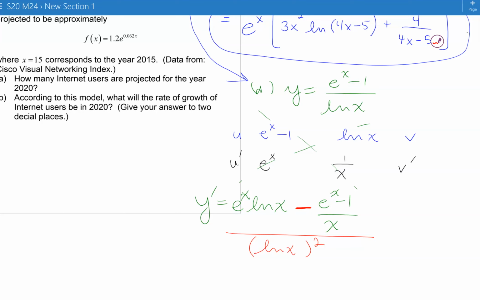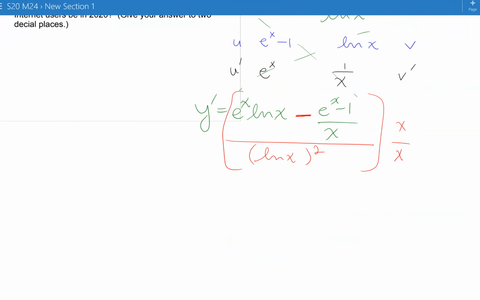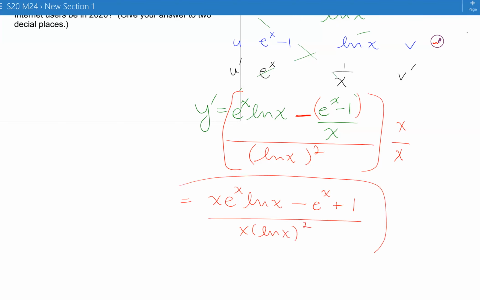So we need to simplify this sum because you can't leave a fraction in a fraction as your final answer. So I'm going to multiply the top and the bottom by x and get x e to the x ln of x minus e to the x, and then this is going to be plus 1 over x times the ln of x squared. So that's your final answer.